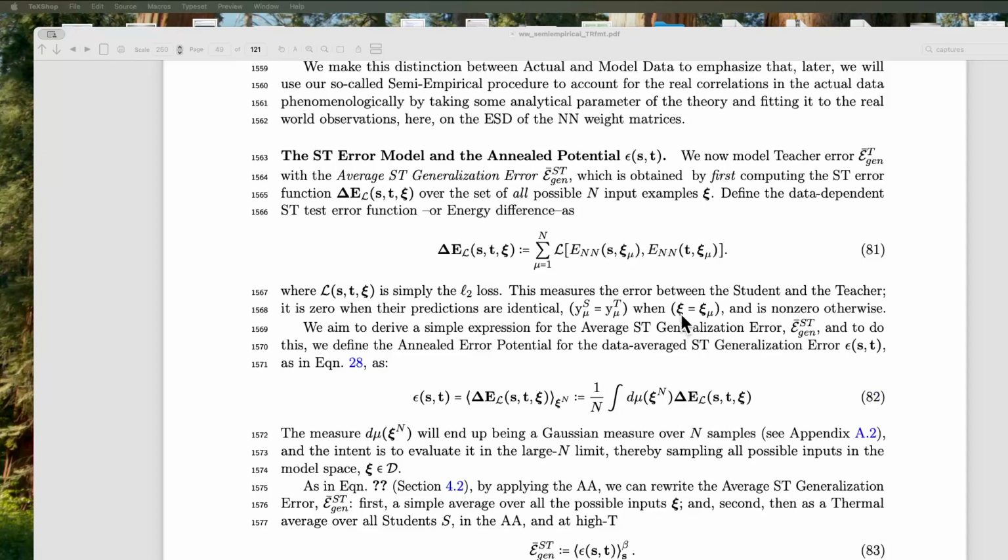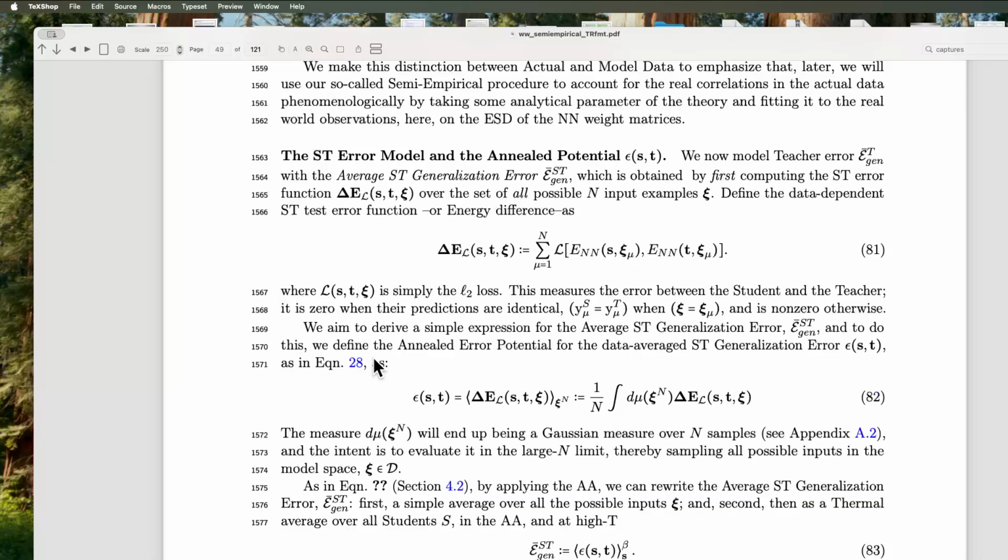Well, okay. We aim to develop a simple expression for the average student-teacher generalization error, and to do so, we define the annealed error potential for the data average student-teacher generalization error. And that thing is called, that epsilon should be here.